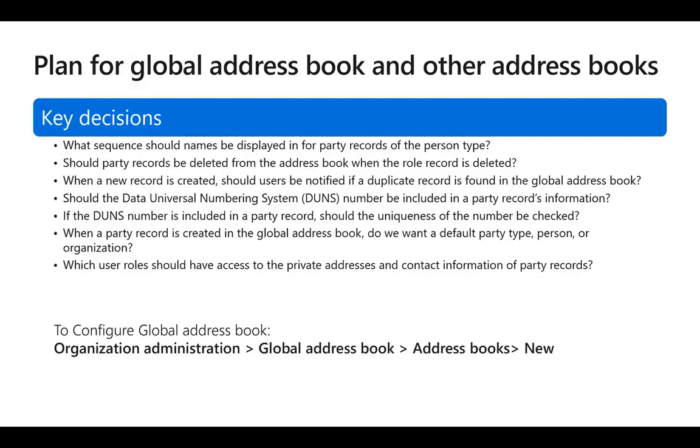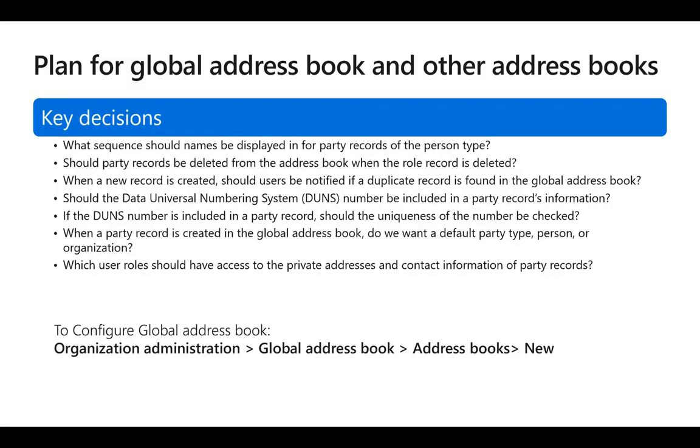When a party record is created in the global address book, do we want the default party type to be person or organization? Which user roles should have access to the private address book and contact information of the party records?